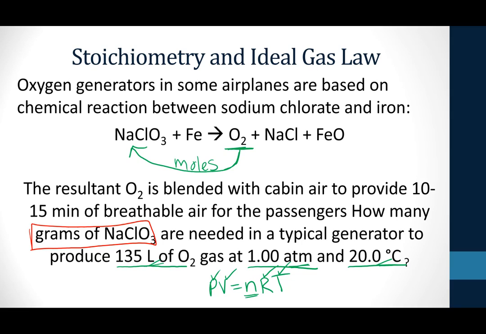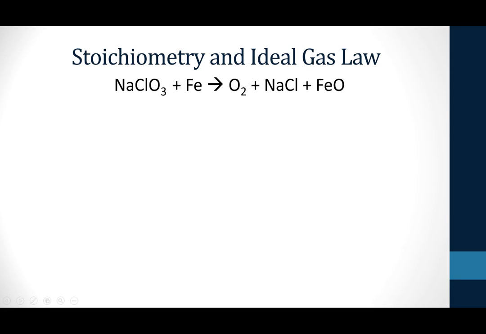Then we're going to go from moles of that gas to moles of something else in that equation. And then if it's asking for grams, we can go from moles of that something else to grams of that something else. Okay, so let's dive in. All right, so we know the first step is going to be the ideal gas law. So PV equals nRT, and take inventory of what we know and what we're trying to solve for.